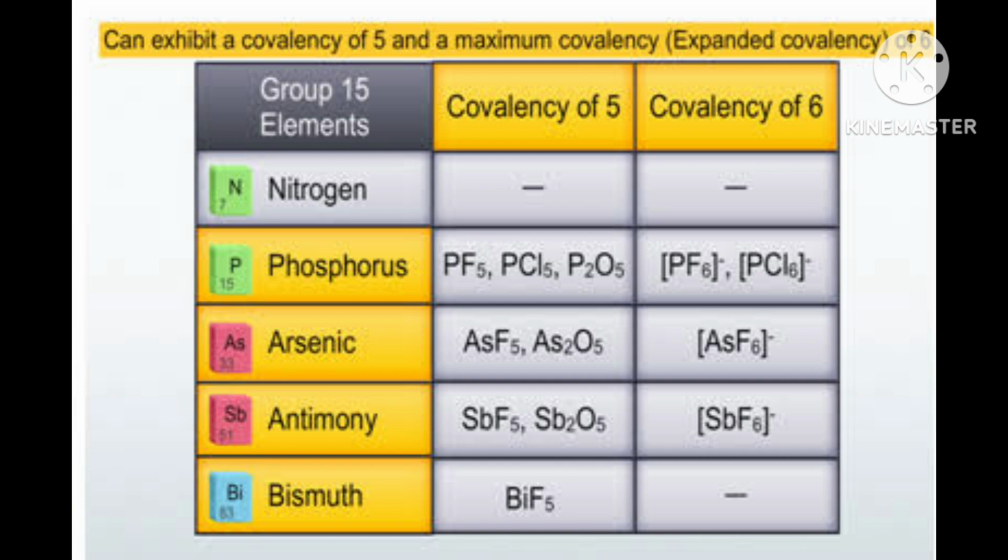Now, chemical properties. I am going to discuss chemical properties of group 15 elements under P block elements. I will discuss oxidation states and trend in chemical reactivity. The common oxidation states of these elements are -3, +3, and +5. The tendency to exhibit -3 oxidation state decreases down the group due to increase in size and metallic character.